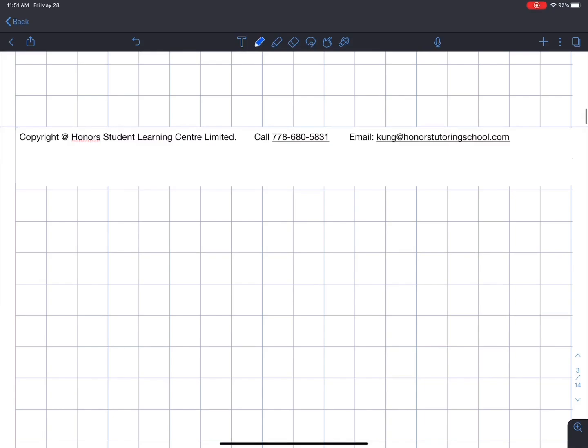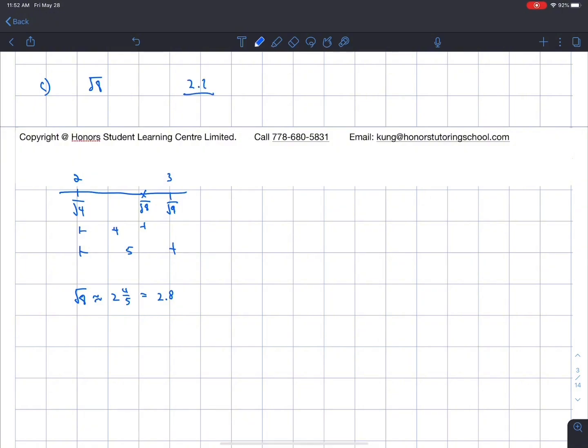Question C. Square root of 8. So the square root of 8 is in between the square root of 4 and the square root of 9. This is 2, this is 3. The square root of 8 is right here. From 4 to 8, the distance is 4. From 4 to 9, the distance is 5. Or you can say the square root of 8 is roughly equal to 2 and 4/5. And if we change 4/5 into decimal, we should get 0.8. So the answer is 2.8. When I'm done, I check with my calculator, and it's correct.